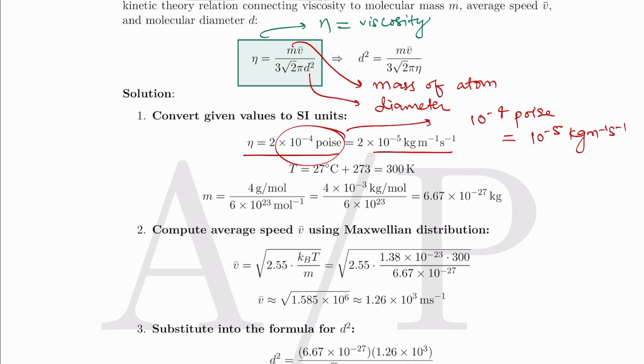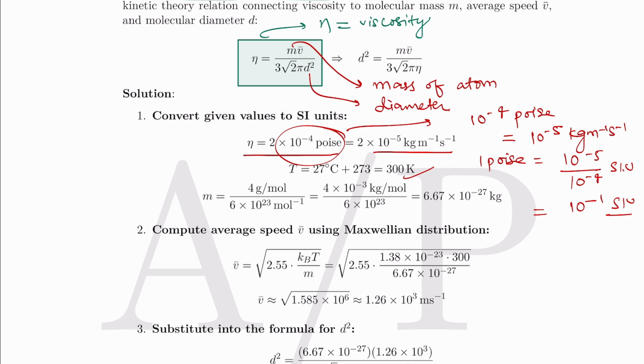In that way, one poise is going to be 10 to the power minus 5 divided by 10 to the power minus 4 SI unit. You know that it is going to be 10 to the power minus 1 SI unit only. So this is what the solution has used.